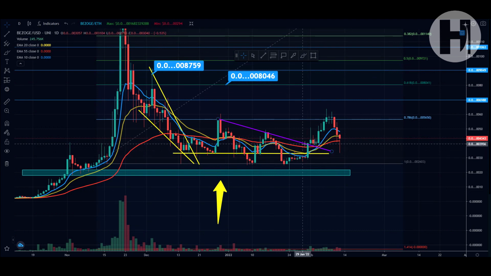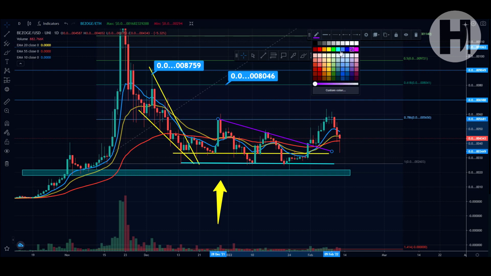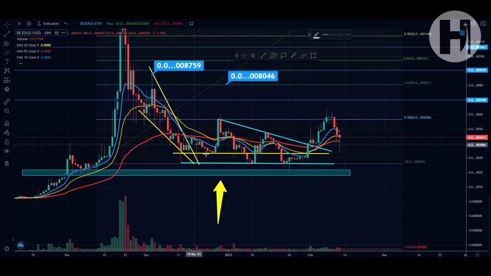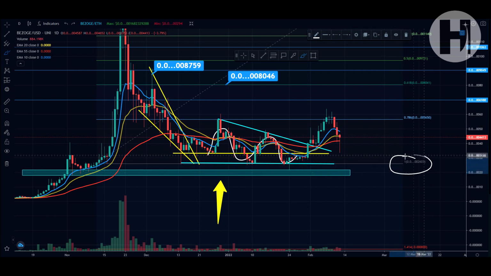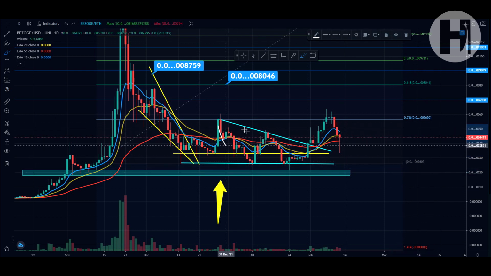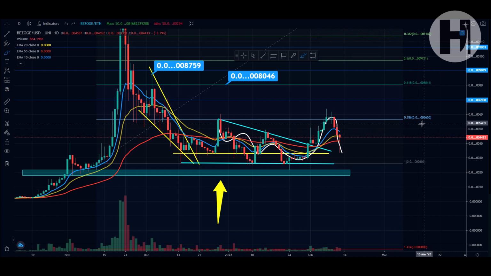So as you can see, we did break out of this little triangle that we had over here. And let me just bring this back. There you go. So this is the little descending triangle that we had playing out. We were creating lower highs and bouncing off this support level, which is the first fib level on this Fibonacci retracement, and we ended up breaking to the upside, and we got rejected from the 786 Fibonacci retracement.